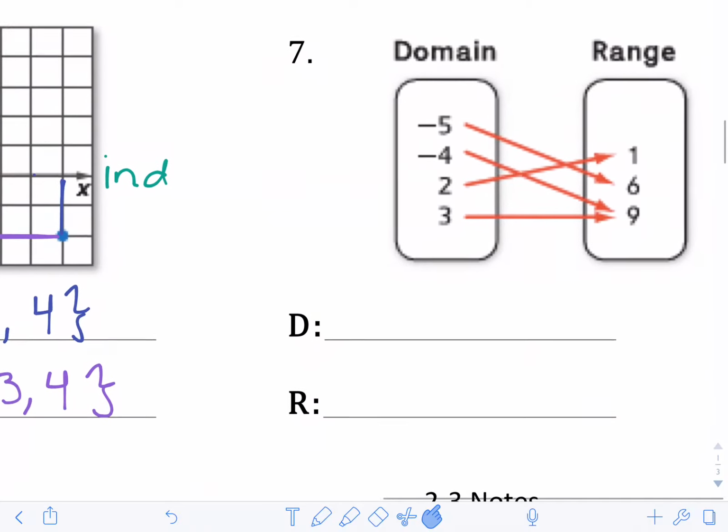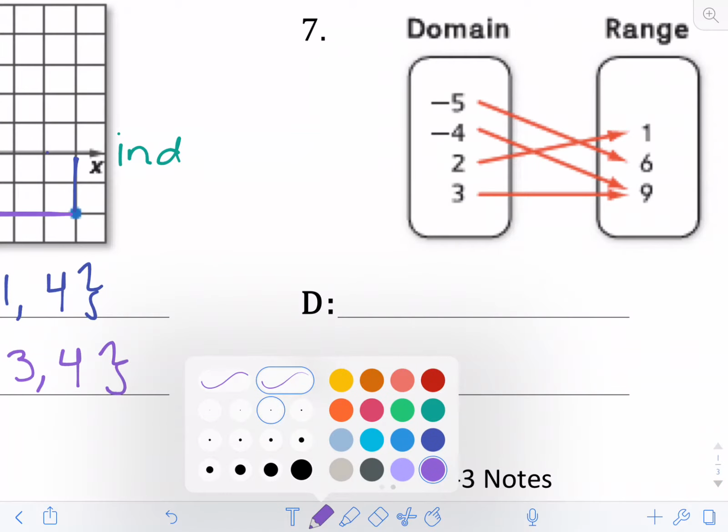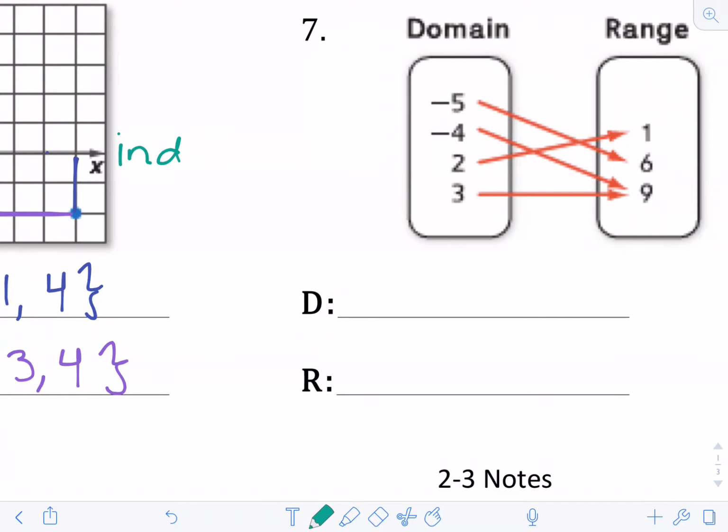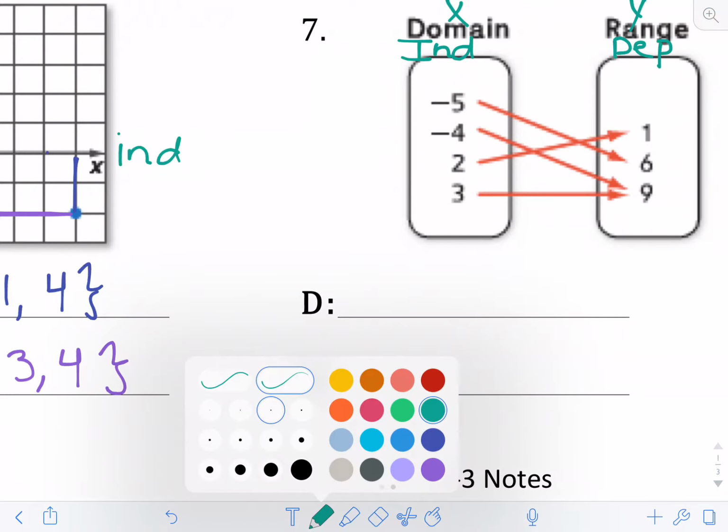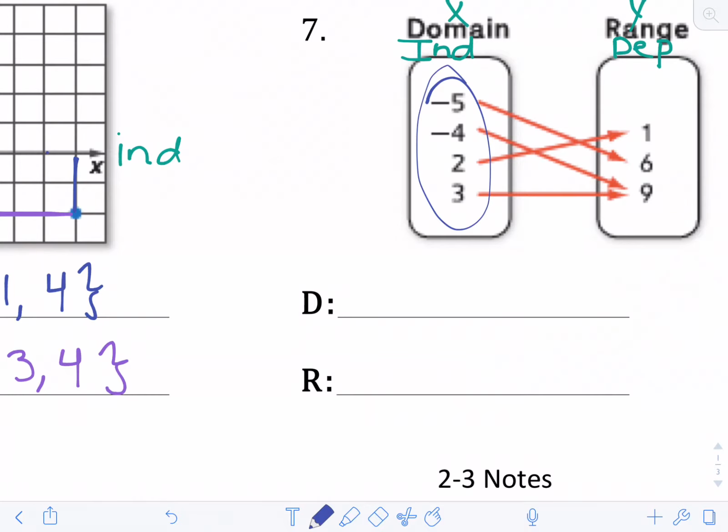Alright, and then mapping. Oh, how I love mapping. Here's why. Okay, again, domain is x, range is y. Domain is x, which is independent. Range is y, which is dependent. Here's the lovely thing about mapping. Not only do they give you all the x values, but they're already in order. Yep, that's right. Look how lovely that is. If you can copy, good job, because you can get these right.